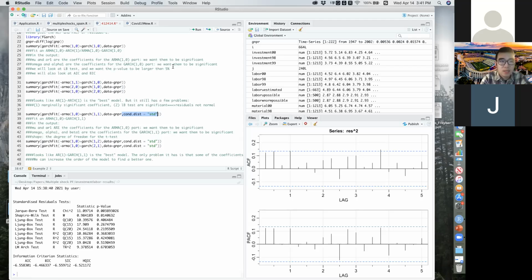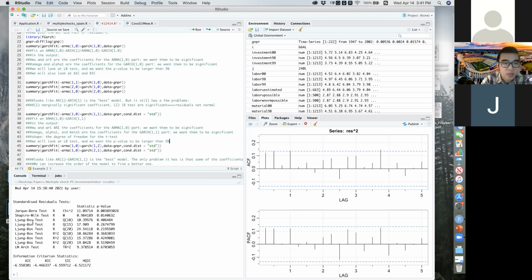And also for the residual statistic test, we again look at the LB test. We want it to be larger than 5%. And you can notice the difference very quickly. Now all the p-values of the LB statistics are larger than 5%. This is very different from the ARCH(1) model. Remember, in the ARCH(1) model, I think the last 3 LB statistics were statistically significant. But now all of them are statistically insignificant, which is a big improvement.